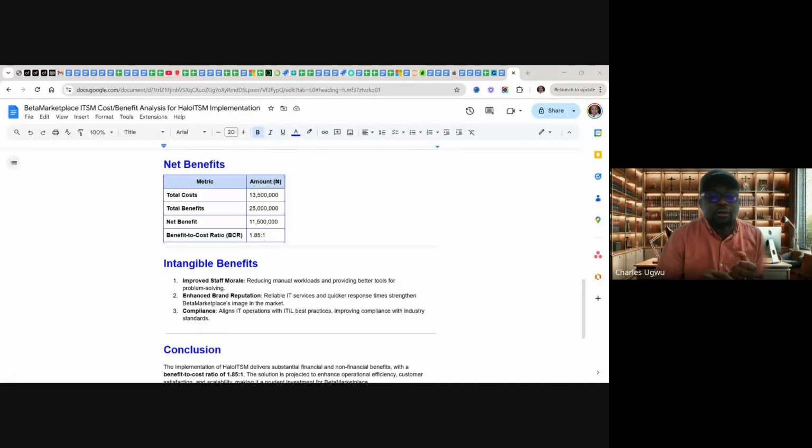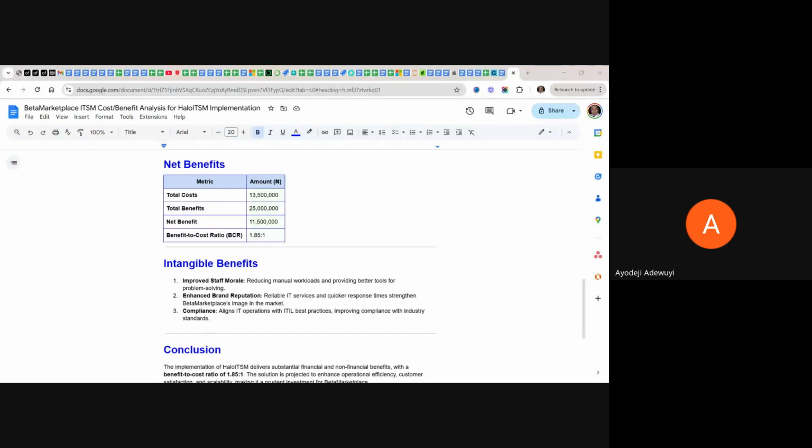Ayo, you tried to raise your hand. Okay, I just wanted to mention that I really appreciate the way you portrayed the inability of creating a tangible amount for the cost benefit analysis on the project. It's easy to place this costing on other aspects, but in projects, just like you gave us the aspects of improved staff morale, enhanced branding, compliance, it's not easy placing figures on this. Thank you.